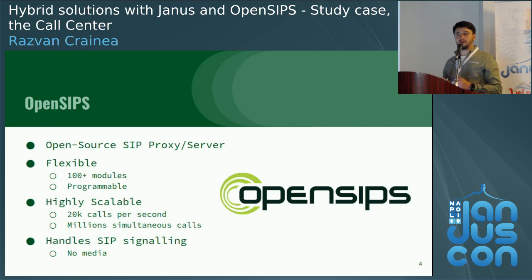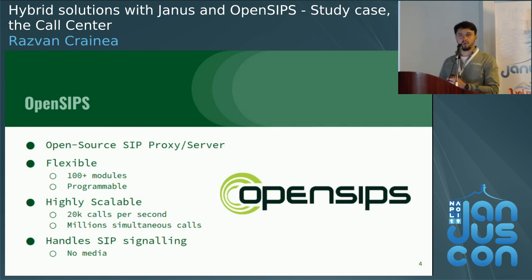How many of you have heard of or have used OpenSIPS up until now? Quite a few. Thank you. So I will go a bit quickly. OpenSIPS is a SIP proxy or server. It's quite flexible. It has more than 100 modules that you can use to do specific things. It's highly scalable. It supports thousands of calls per second and millions of concurrent calls, and all of that because it just handles SIP signaling. It doesn't do any media-related processing. This allows us to be very scalable, to use it as a SIP router.